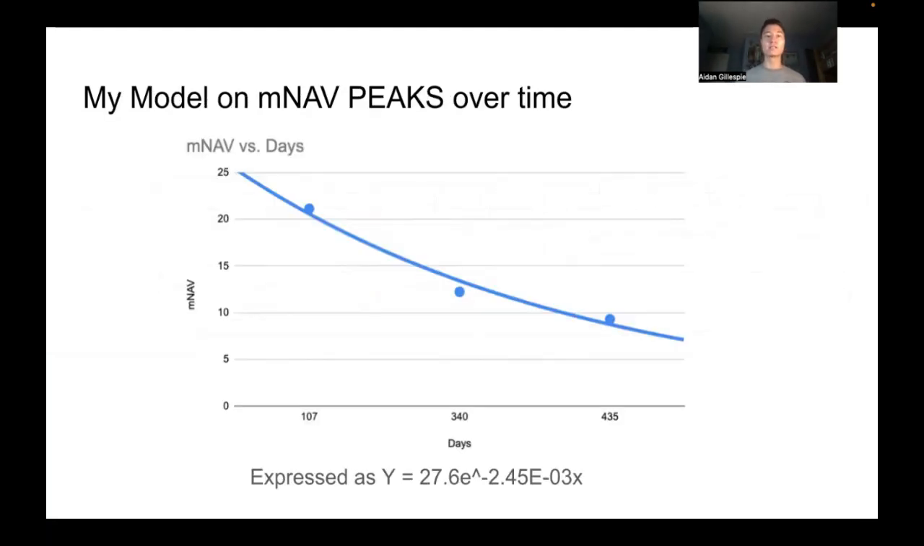So here are the models that I'm creating here. The first model is my model on MNAV peaks over time. For this, on the x-axis, we've got the days. On the y-axis, we have the MNAV. So at 107 days, their first peak was at a little over 20 for the MNAV. And then the second peak I'm using for this model is at 340 days, where the MNAV was at 12.3. And then the third peak I'm using is at 435 days, where the MNAV peak was at about a 9.3.